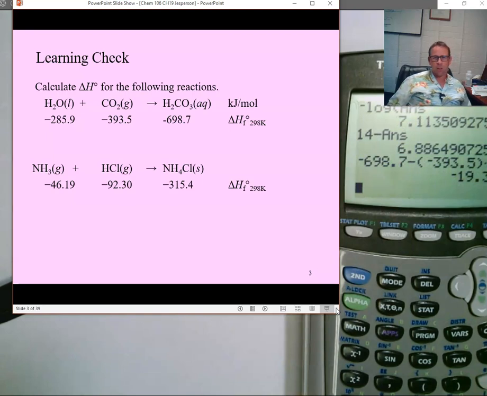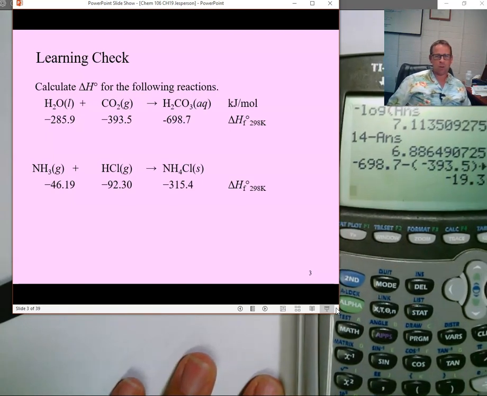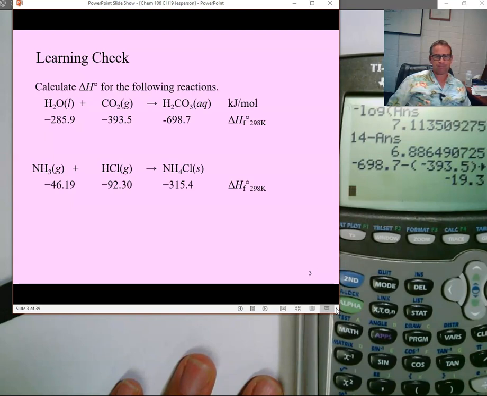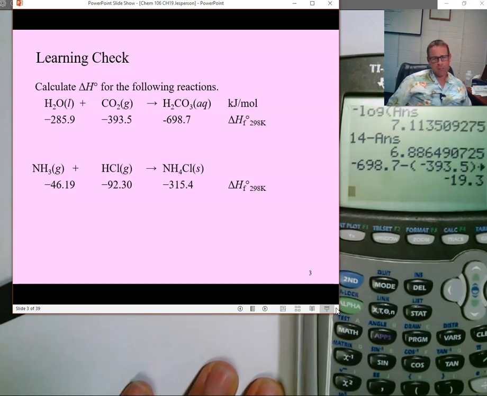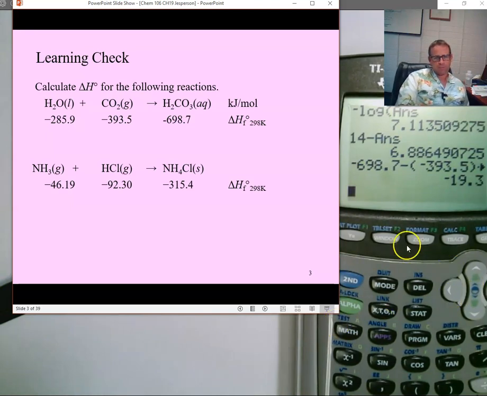Negative 19.3. And what is that telling us, a negative 19.3? Because the delta H is negative, it means that it's an exothermic reaction. Is that right? That's right. Okay, very good. What does this delta HF mean? Do you remember, Sarah? What's the F mean? Yeah, I think that's delta formation, maybe? That's right. Delta H of formation.